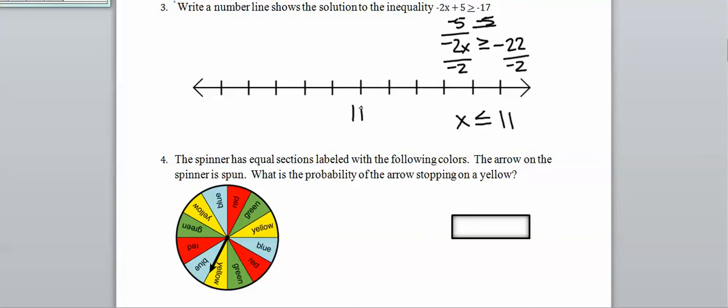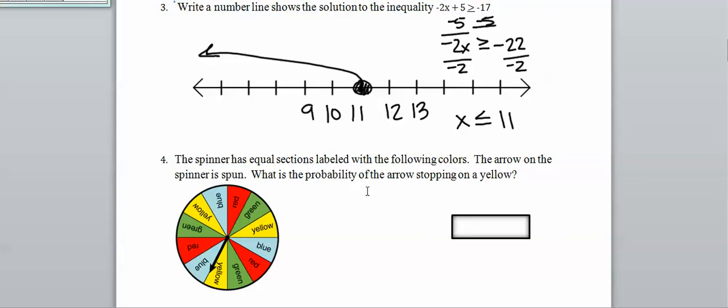So I'm going to put an 11 here. And because it's equal to, it's a solid dot. When x equals 11 or anything less than 11, it's a solid dot, and it goes this way. So I'm going to put a 10, a 12, a 9, and a 13 here just to show that I know my number line.